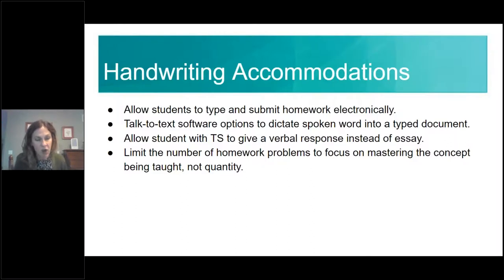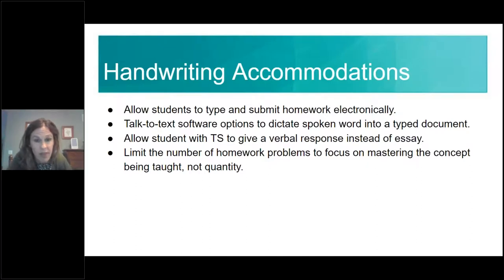There's a lot of talk-to-text software these days that can dictate the spoken word right into a typed document. So that's great if people have slow and laborious handwriting, if it just takes too much time.